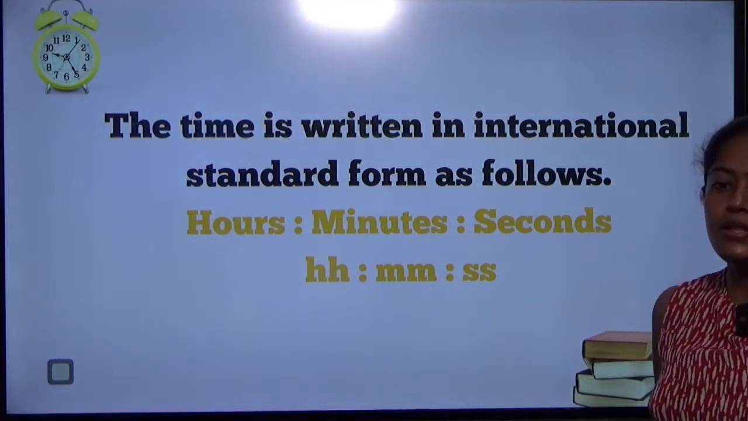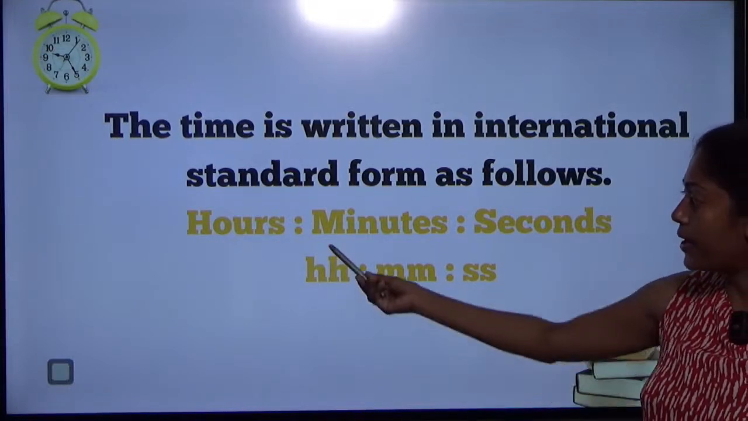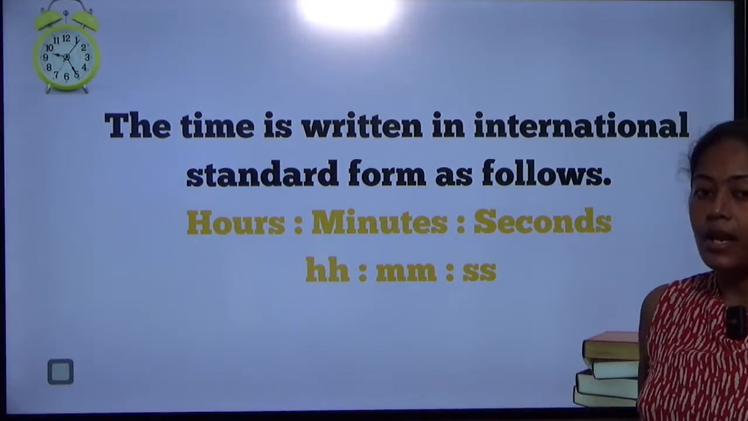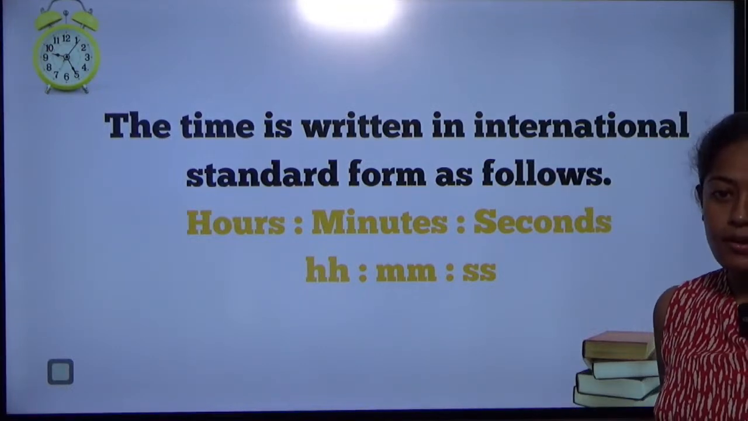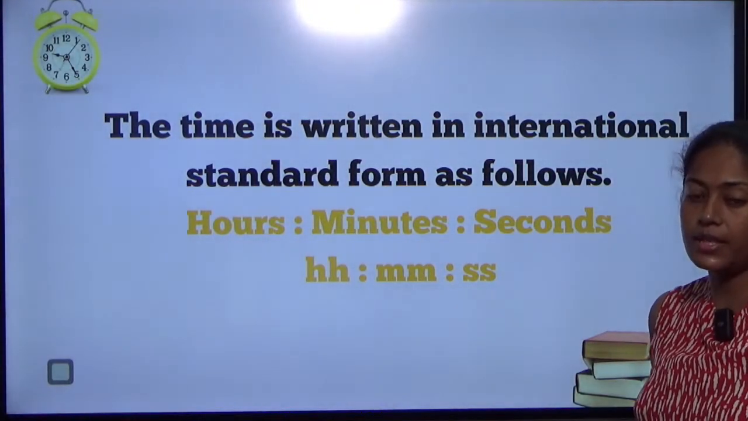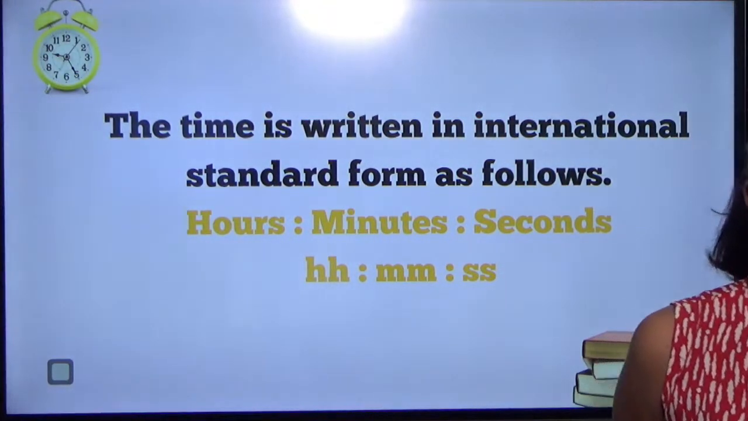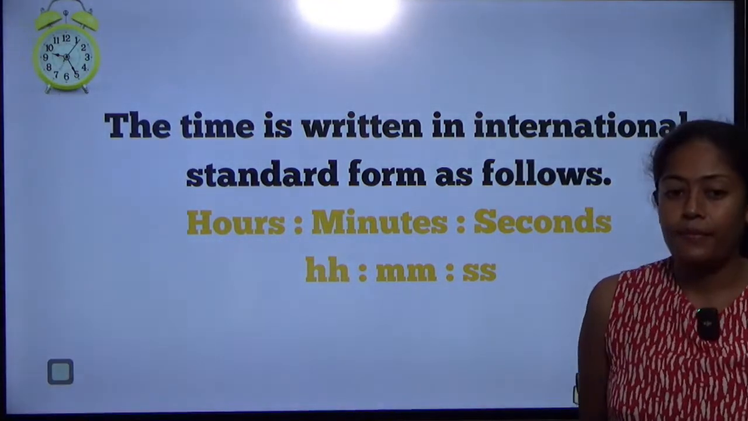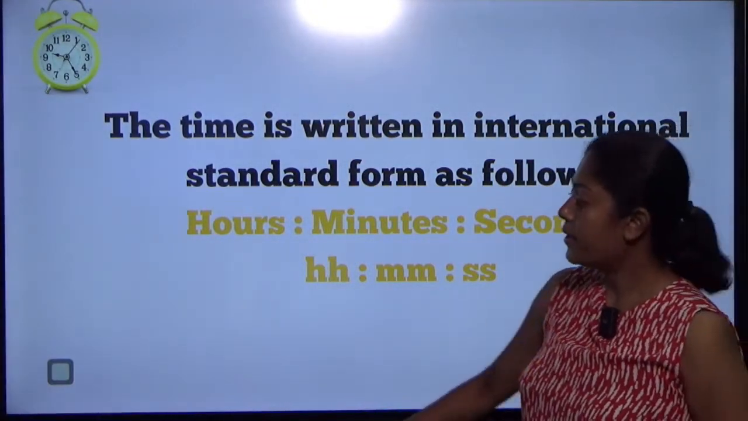The time is written in International Standard form as follows. First you have to write hours, then minutes, then seconds. Right? I think you have to note down this one. I will give an example for you. Normally as standard form we first write the hours, then minutes, then seconds. Just think, what's the time now? It's 8:34. So how can we write this by using standard form? Think now we don't have seconds, right?